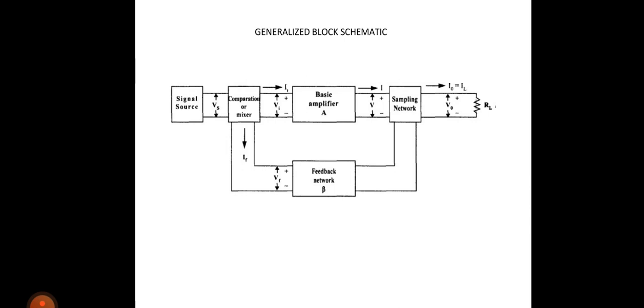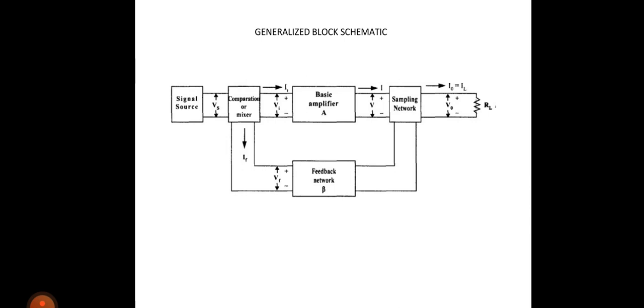So, how do we say the voltage is applied to the feedback network? It depends upon the connection of the sampling network. For voltage the connection must be in parallel, for current the connection must be in series with the feedback network. Next, coming to mixture network block.